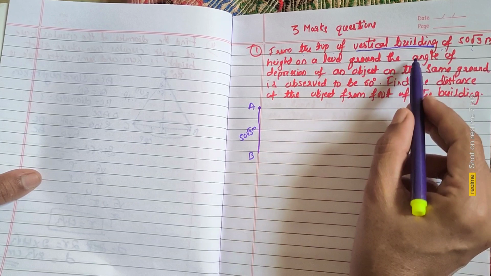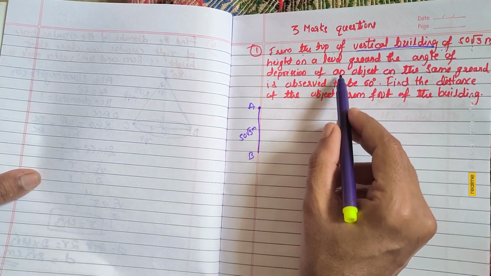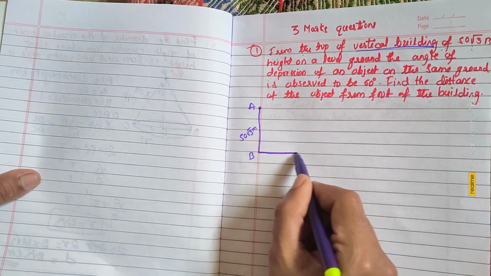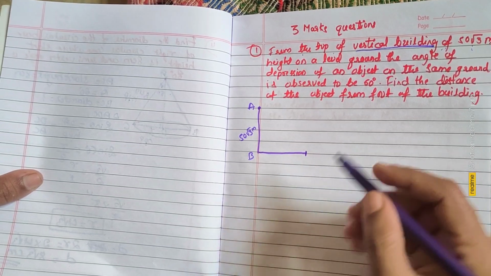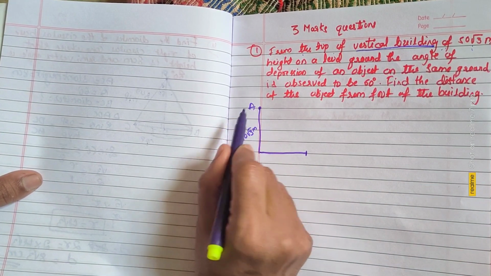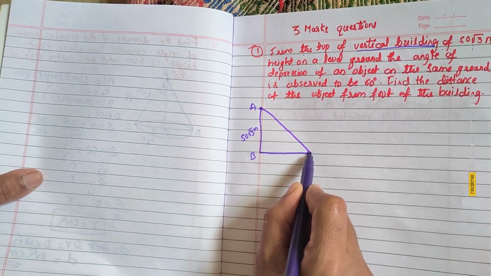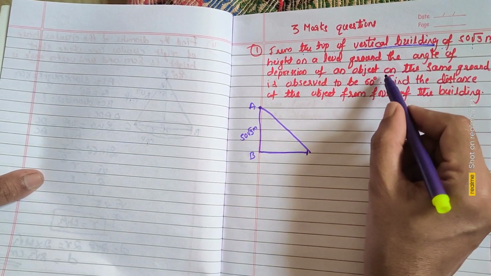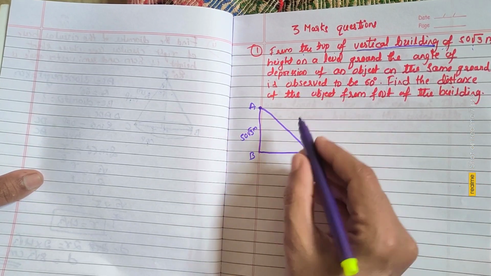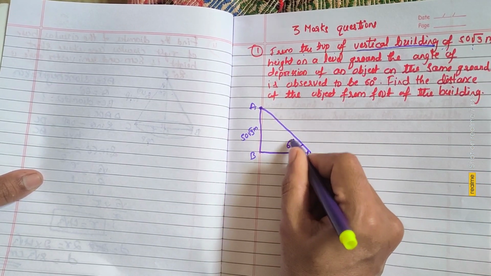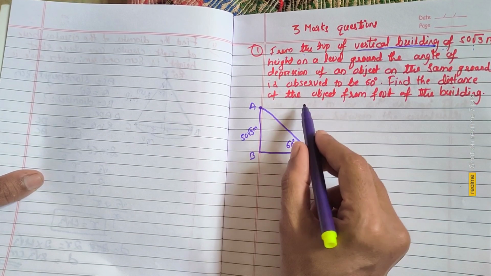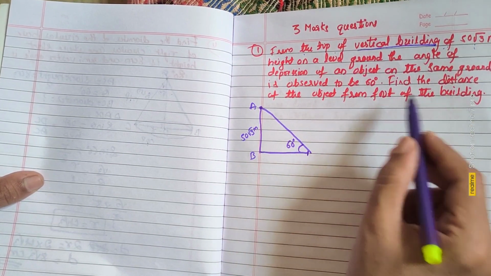On a level ground, the angle of depression of an object. Okay, there is a level ground. There is the object. The angle of depression means when we see from top to bottom. The angle of depression is observed to be 60 degrees. Then find the distance of the object from the foot of the building.